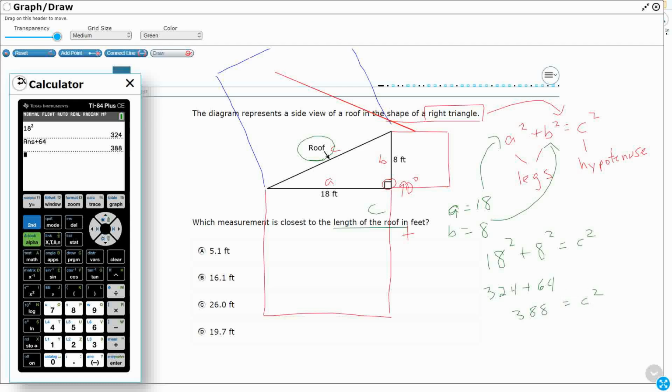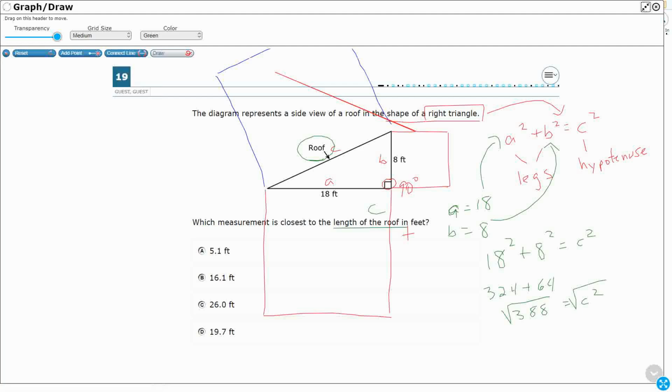I don't need c squared. I just need c, which means the inverse of that is going to be the square root. So I'm going to push the second function and then the x squared button so I can get the square root. I'm going to take the square root of 388. And that's going to give me a decimal, 19.69. You see that rounds close to 19.7. That is going to be my answer, D.